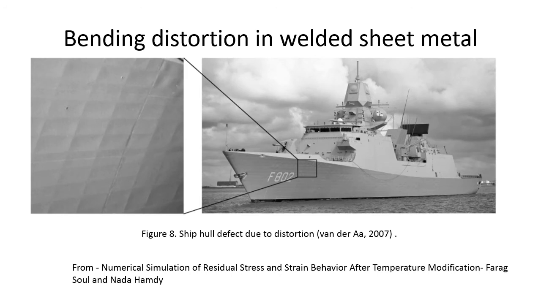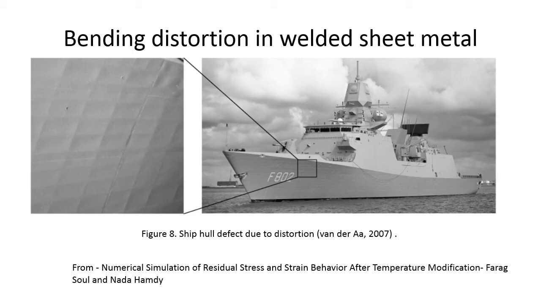Here you can see bending distortion in welded sheet steel. Here's a warship. I can't see a flag on it, and I don't know which country it is. But anyways, this was taken from numerical simulation of residual stress and strain behavior after temperature modification by Farag Soul and Nada Hamdi. Hope I pronounced the names right if those individuals are listening to this. Anyways, I'm apologizing, but I'm borrowing your picture and citing it.